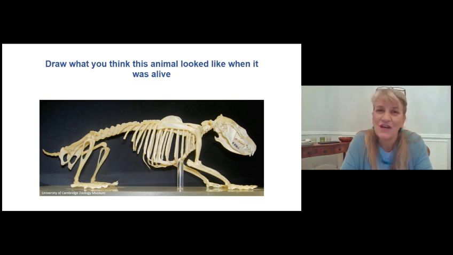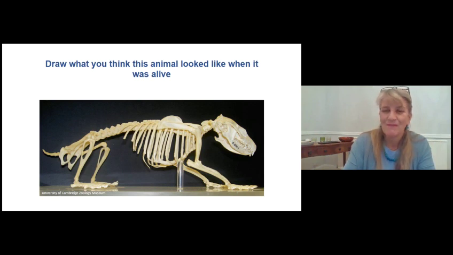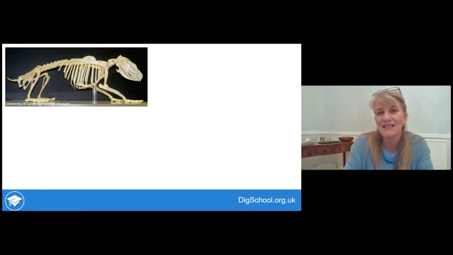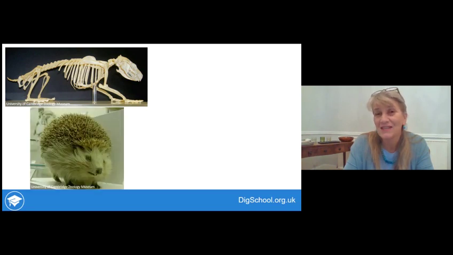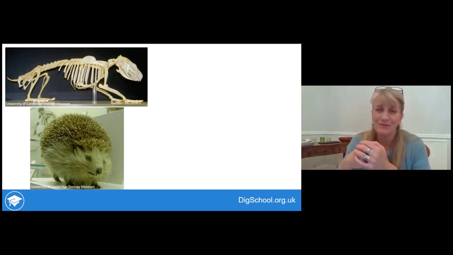So now you've had a bit of time to draw what that animal looked like, and maybe you've talked it over with others in your class, and maybe you've agreed, or maybe you've had different ideas. I wonder if anyone got it right. Because here's the skeleton, and this is what that animal actually is. It's a hedgehog.